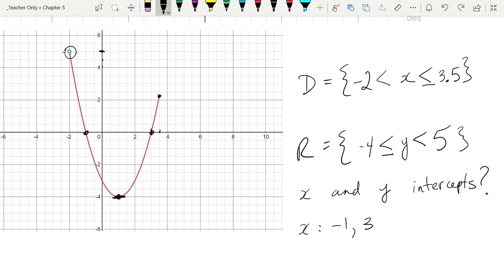All right, what are your y-intercepts? Oh, sorry, there's only one of them. What do you think? -3? All right.